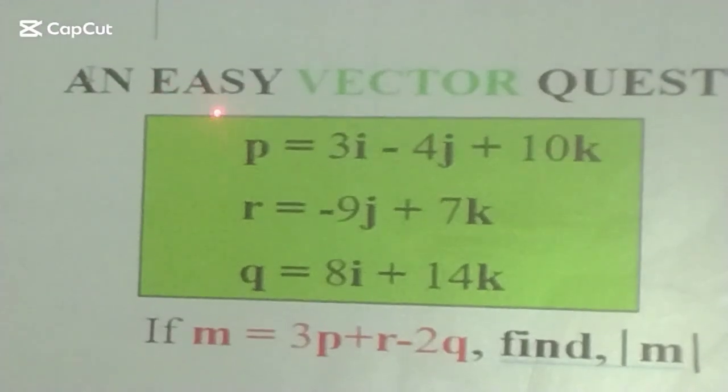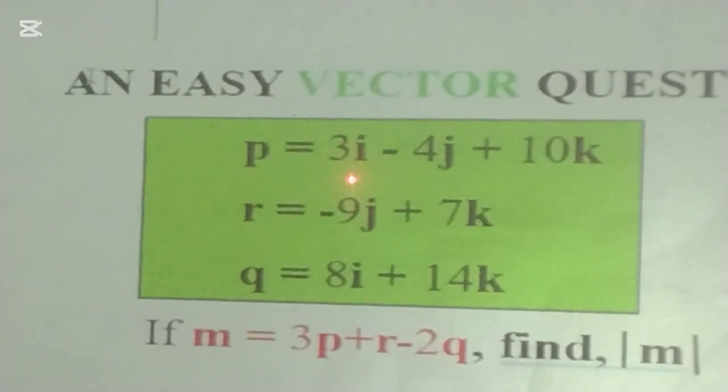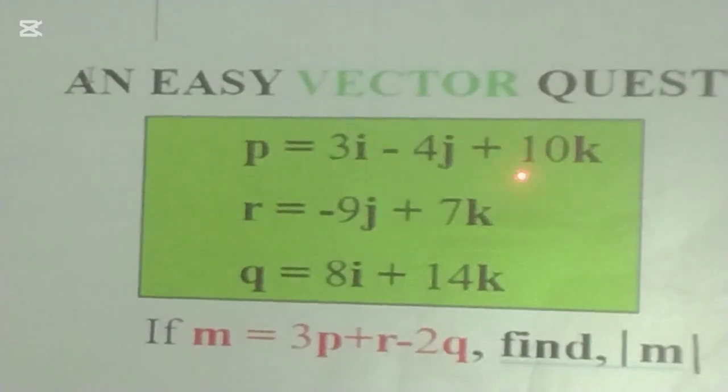The question says vector p is equal to 3i minus 4j plus 10k, and vector r equals minus 9j plus 7k. Vector q equals 8i plus 14k, and this definition was given. They said if m is equal to 3 times vector p plus vector r plus minus 2 vector q, we should find the modulus of vector m. This is going to be a very interesting question.